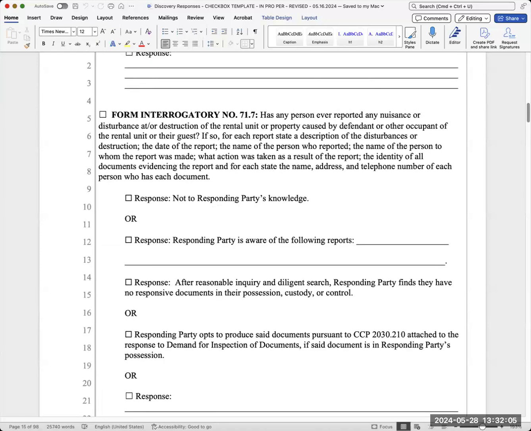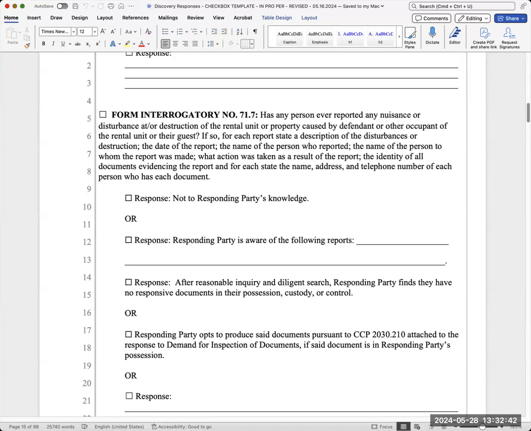71.7, has any person ever reported any nuisance or disturbance at or destruction of the rental unit or property caused by defendant or other occupant of the rental unit or their guests? If so, for each report, state a description of the disturbances or destruction, the date of the report, the name of the person who reported, the name of the person to whom the report was made, what action was taken as a result of the report, the identity of all documents evidencing the report, and for each, state the name, address, and telephone number of each person who has each document.